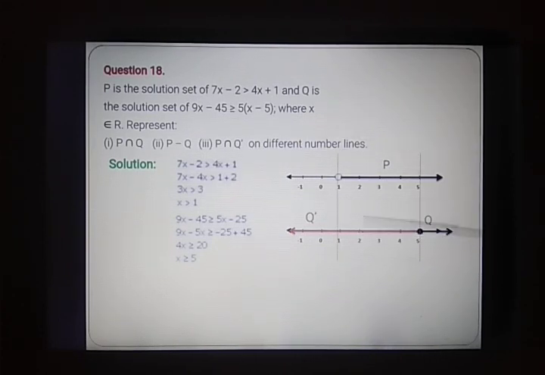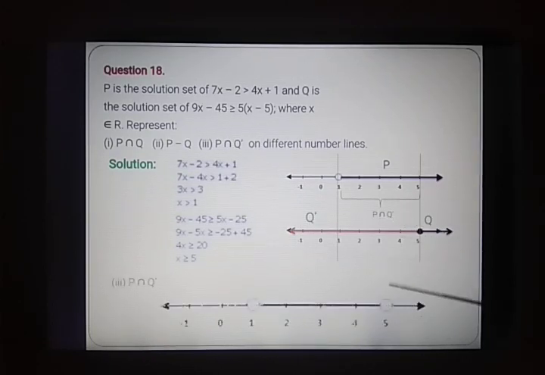So we see that this and this part are common in between these two. So that's why the common elements will be only this much part. So this is my P intersection Q dash. As I said, 5 is not included here, so there's a hollow circle, and similarly there's a hollow circle here. So in between these two, whatever comes, that will be my answer. So this is my P intersection Q dash. Pause the video to note down.